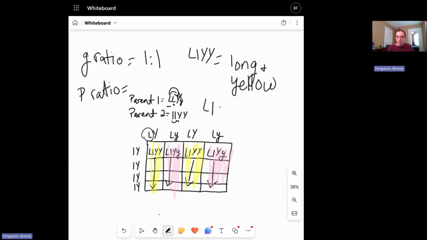Now for this resulting, where they're both heterozygous, it's going to be long and green. Oh, nope, sorry. Also yellow. I'm not paying enough attention. Be careful of that when you're doing these on your own. So our P ratio is actually just going to be 1-to-0.